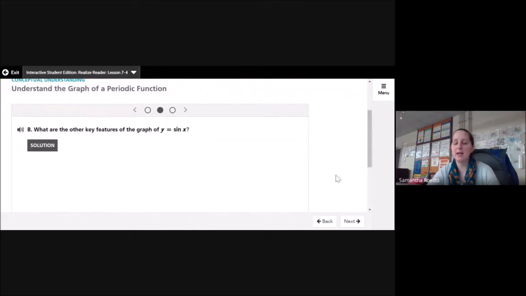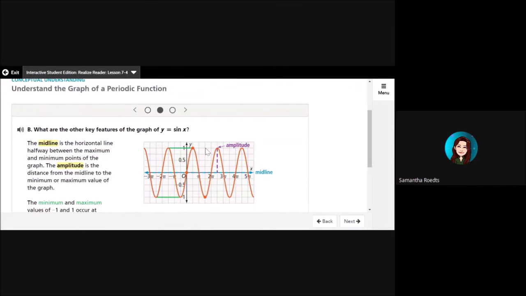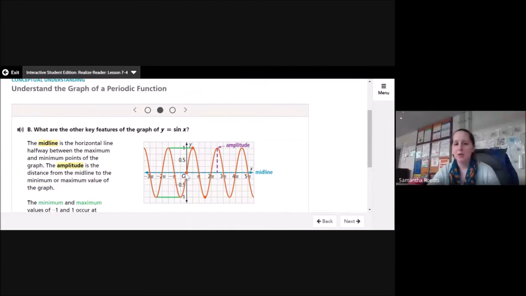What are the other key features of the graph of y equals sine x? The midline is the horizontal line halfway between the maximum and minimum points of the graph. So in this case, for sine, the midline is the x-axis. The amplitude is the distance from the midline to the minimum or maximum value. So from the x-axis all the way to the top, in this case, 1. The amplitude of this function is 1.